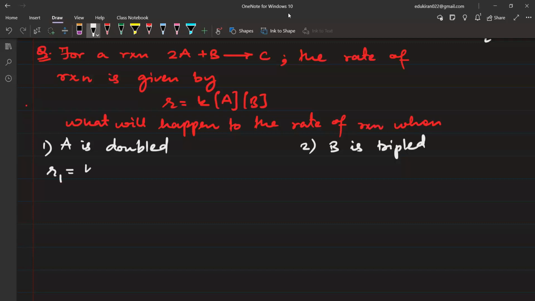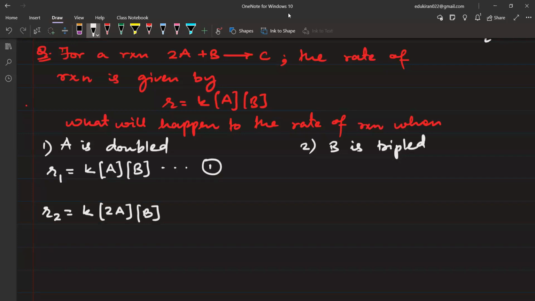R1 is equal to K when the concentration of A is A and the concentration of B is B. Now what we are doing, we are doubling what? We are doubling A. So the rate will change and it will become equal to K, where the concentration of A is 2A and the concentration of B is B. Nothing has happened to B. We have got two equations, number 1 and number 2.